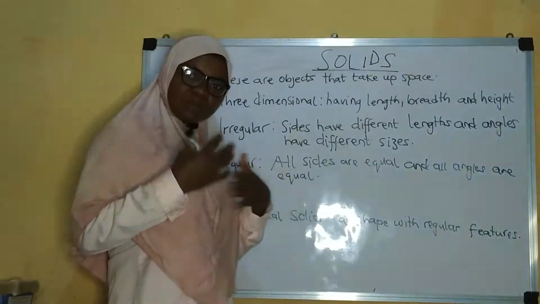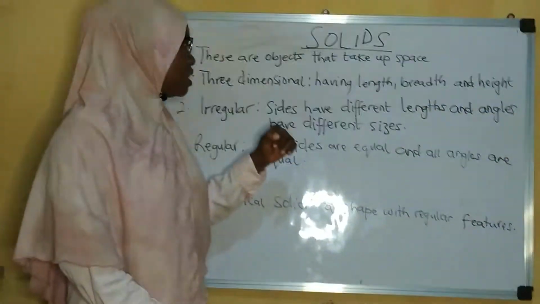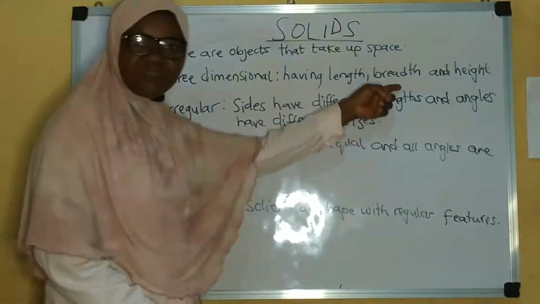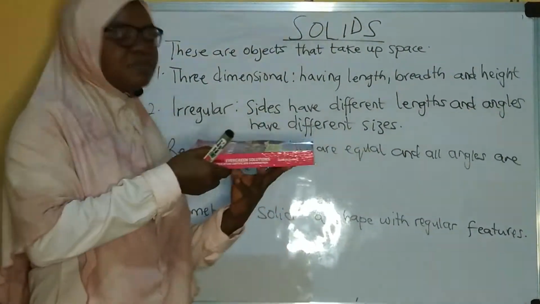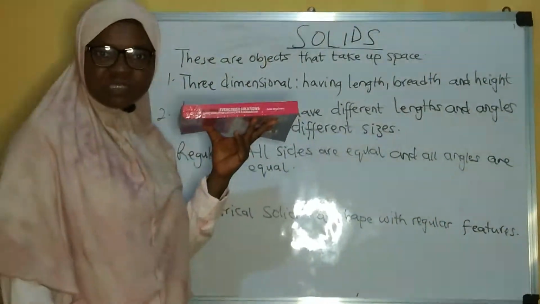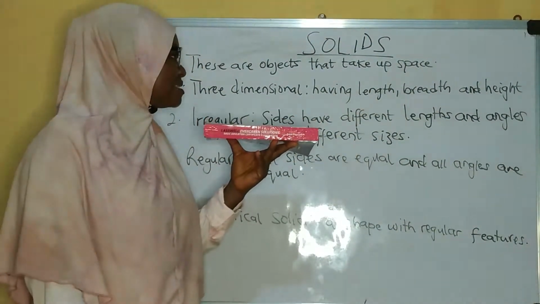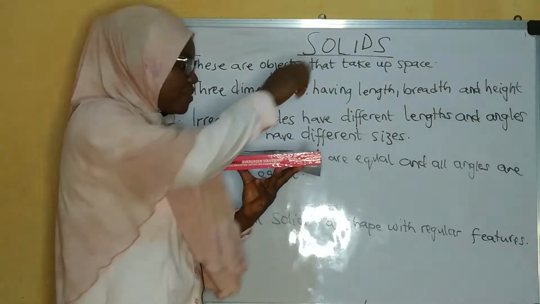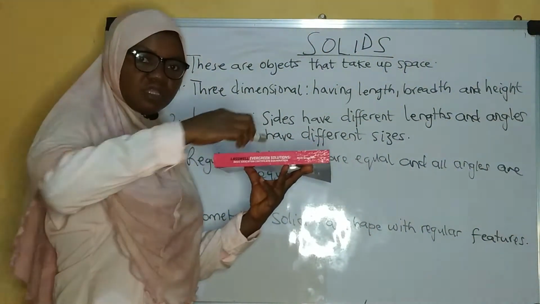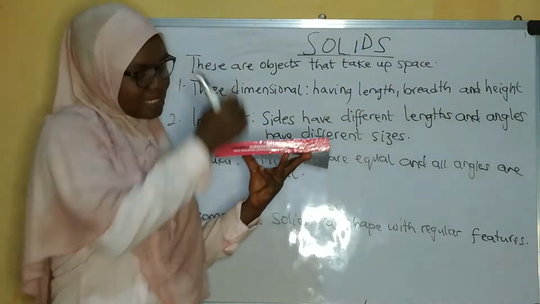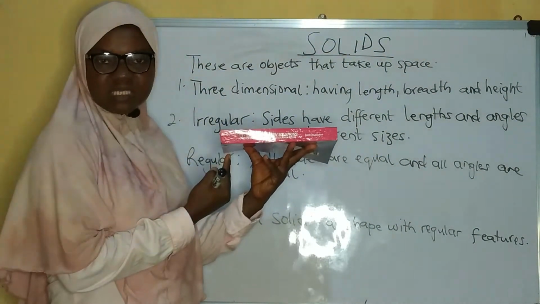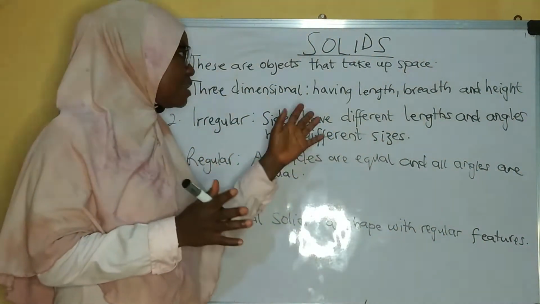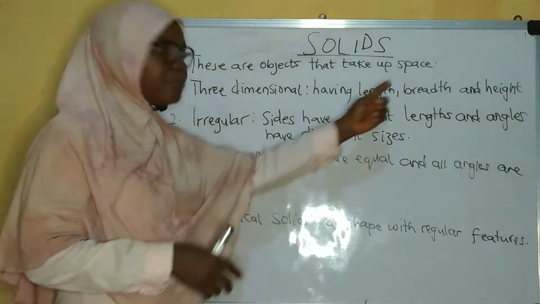Let's look at the types of solids that we tend to have. The first one is three-dimensional. Three-dimensional solids are objects that have length, breadth, and height. An example is a keyboard. It has length, from here to here, how long it is. Then it has breadth, the short side. And then it has height. Do you understand? Good. So a three-dimensional solid is a solid that has length, breadth, and height.